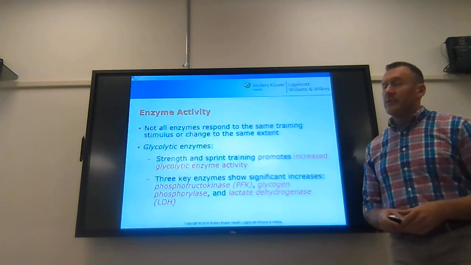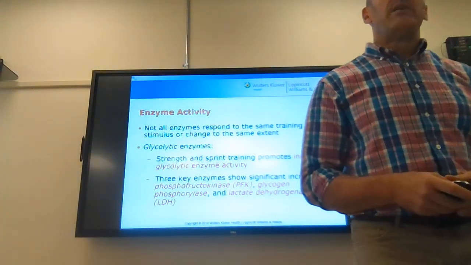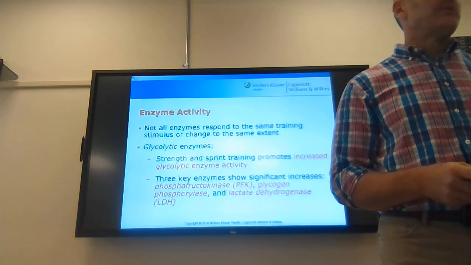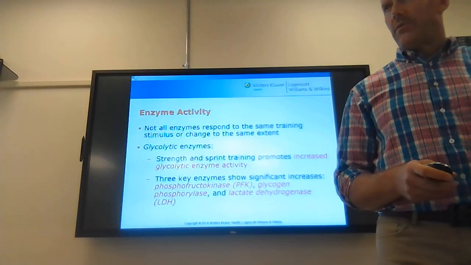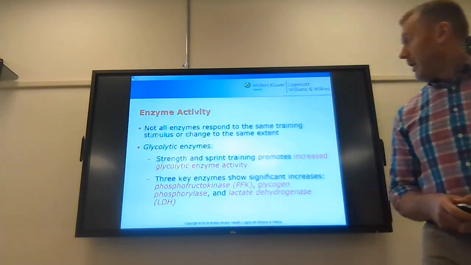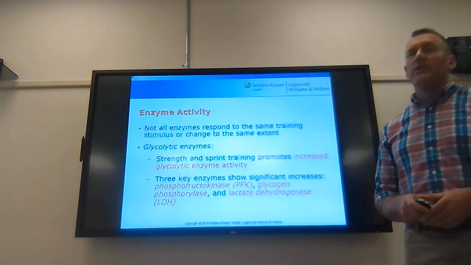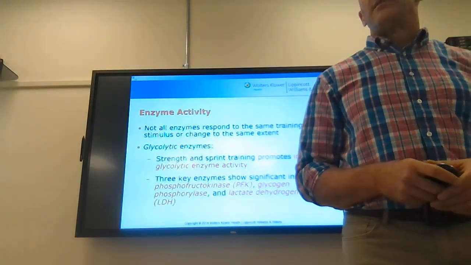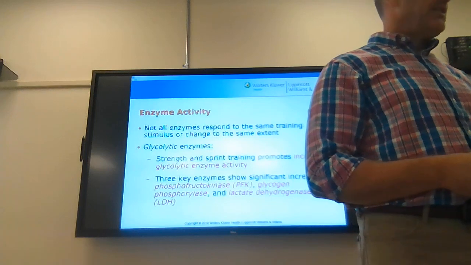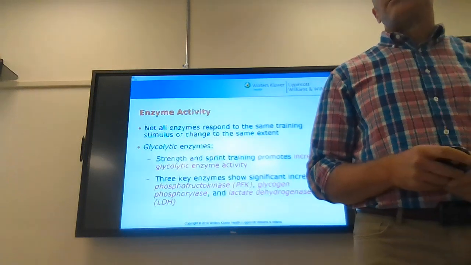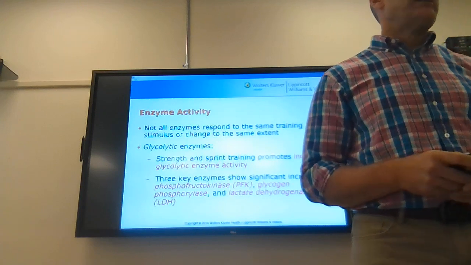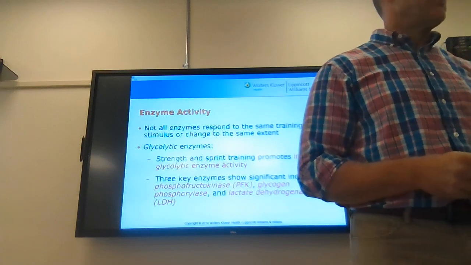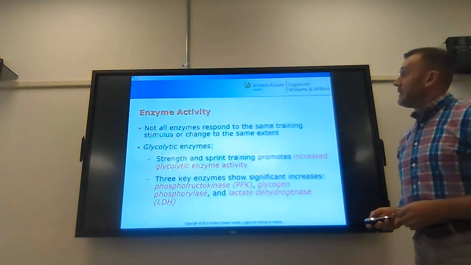Glycogen phosphorylase. That's the enzyme that breaks down glycogen. Glycogen is composed of glucose units, and so we're breaking off glucose and prepping it to go through those steps of glycolysis. Lactate dehydrogenase. We know there are different isoforms of lactate dehydrogenase. Some of the isoforms are likely to convert pyruvate to lactate. Other isoforms have less affinity for pyruvate, so pyruvate is more likely to go into the mitochondria to be converted to acetyl-CoA. So we'll get into those things.